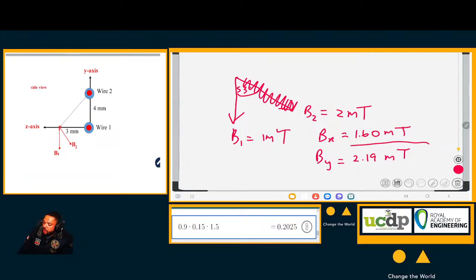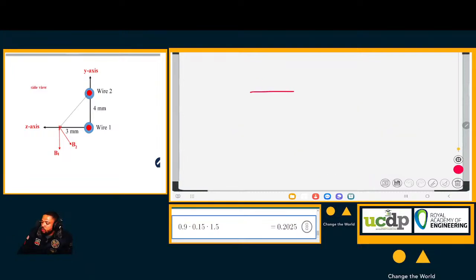Now if we add this to this 1 millitesla, we will get 1.6 millitesla in the x direction, but 3.19 millitesla down. That is if you add these components together. Now to get the net, you just use Pythagoras' theorem.